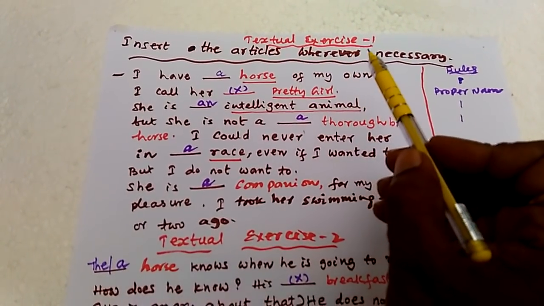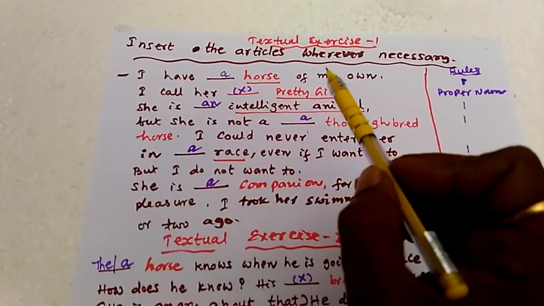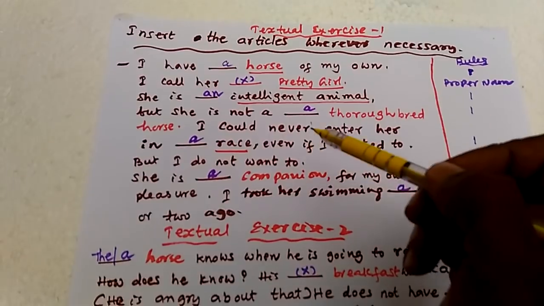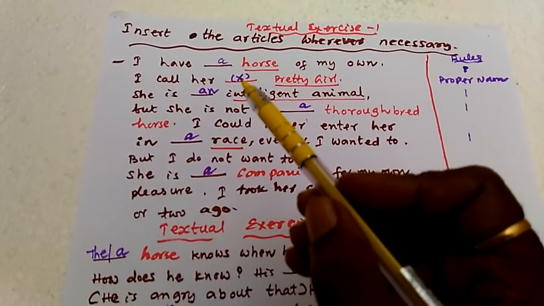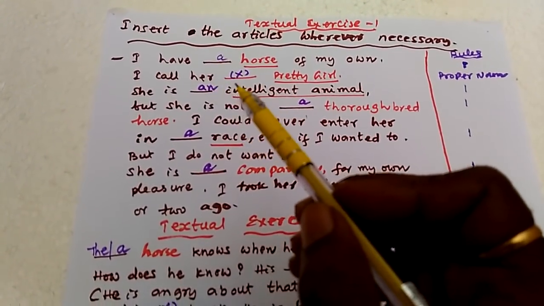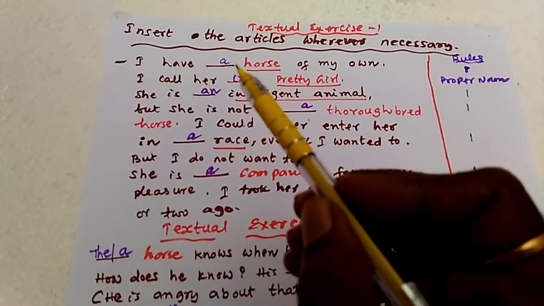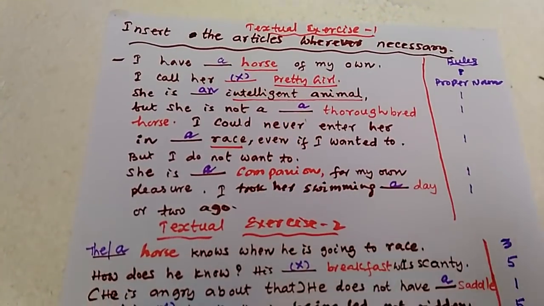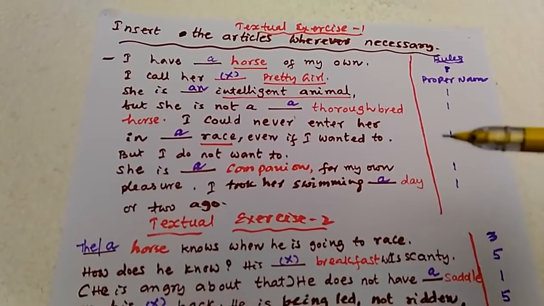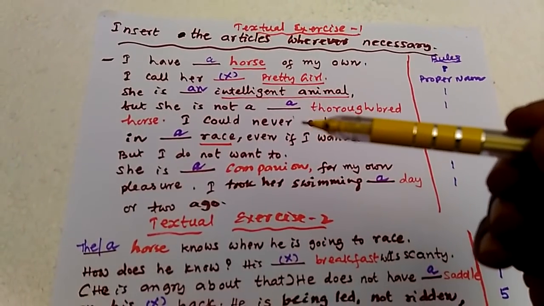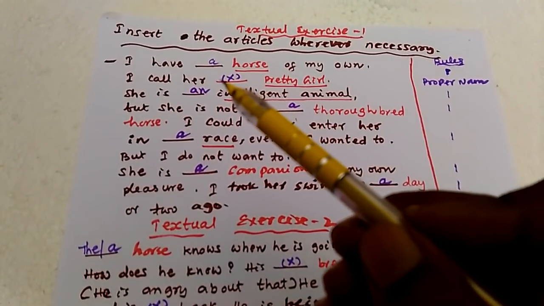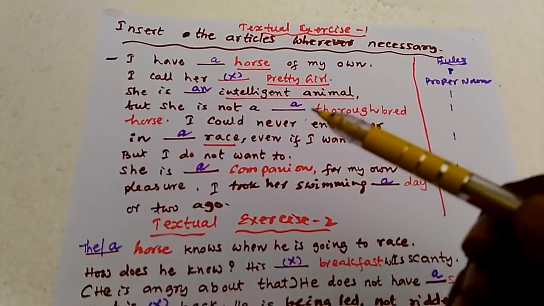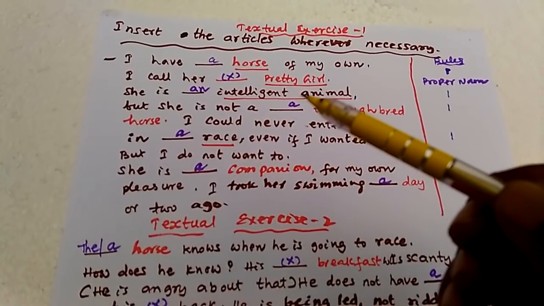Here is the textual exercise. Insert the articles wherever necessary. Just read this passage, and we have to write the articles before the nouns. That means we have to identify the nouns, and before that we have to write appropriate articles. Here these rules guide us for writing the correct use of articles. If you follow these rules, whether these answers are right or wrong will be very clear to us.